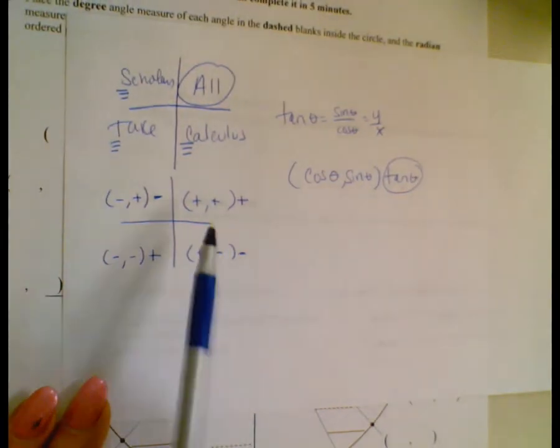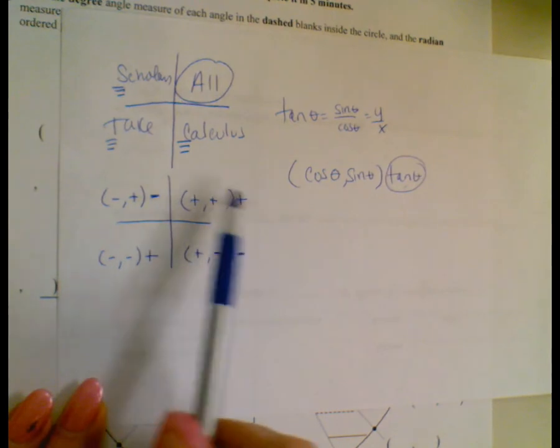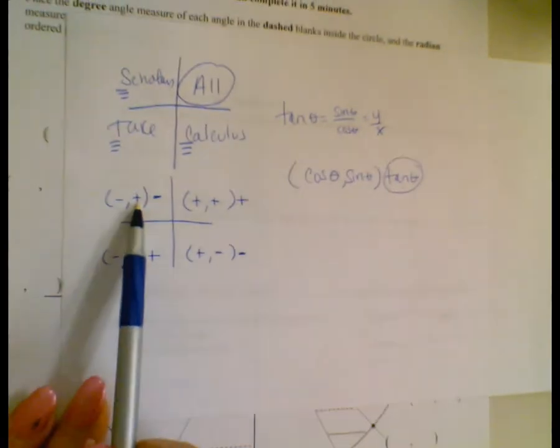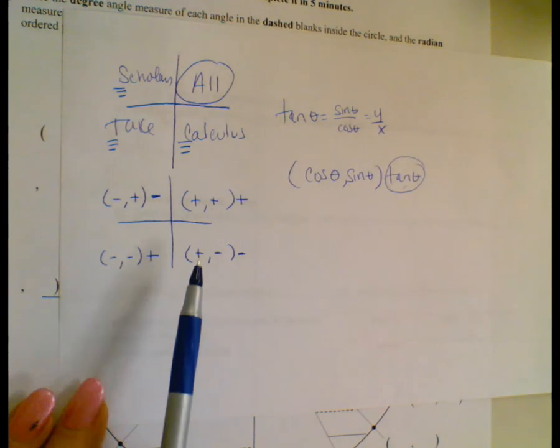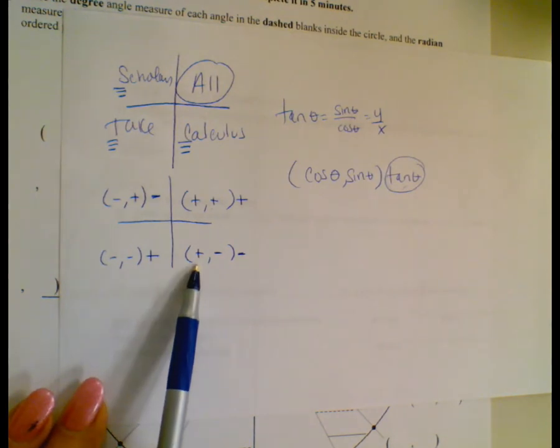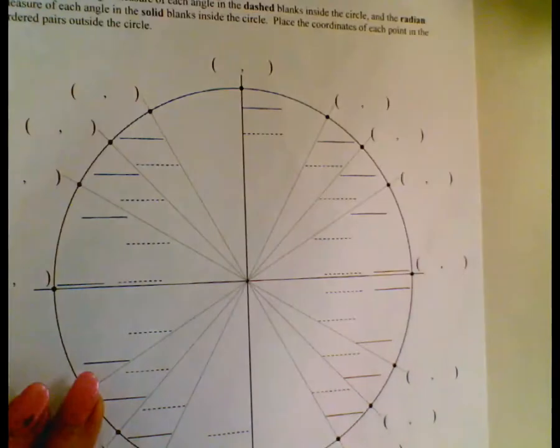So you'll notice one more time that everything is positive in the first quadrant. Only the sine is positive here. Only tangent is positive here. And only cosine is positive here. Do you guys remember? You guys understand those signs? So these are some things you need to know before we do the unit circle. So let's go over here.